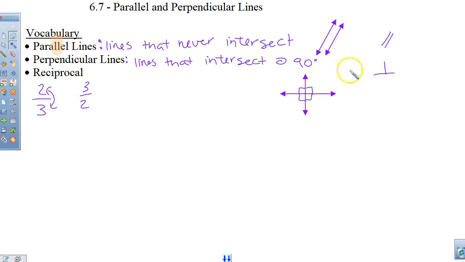Now, one interesting point that I want to point out about parallel lines is that parallel lines have the same exact slope. So the rise and the run has to be the exact same for parallel lines. So for parallel lines, you're going to want to write same slope. That's a very important point to keep in mind. Parallel lines have the same slope. You're going to increase or decrease at the same exact rate, and that same slope is what prevents those two lines from ever intersecting.